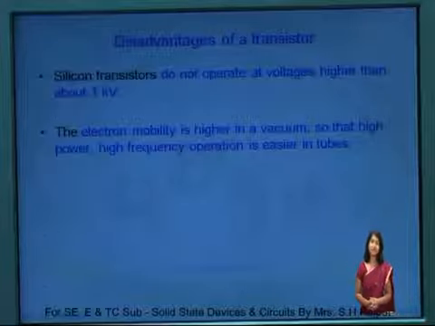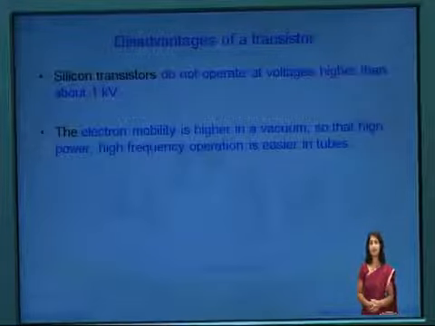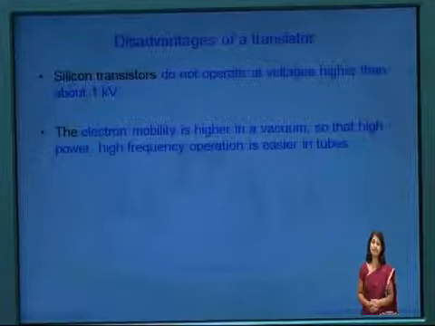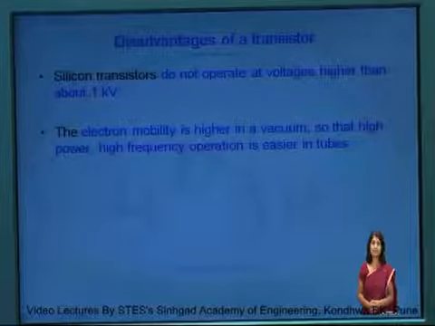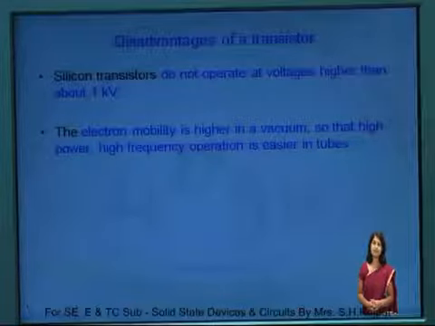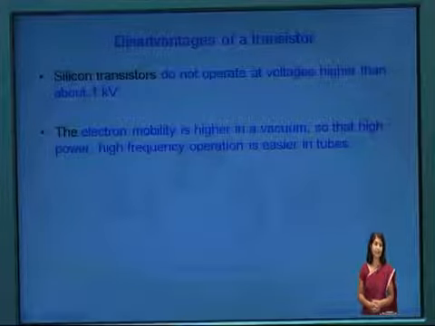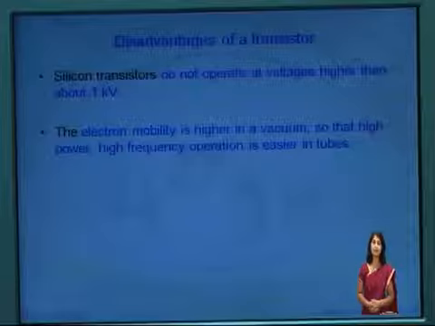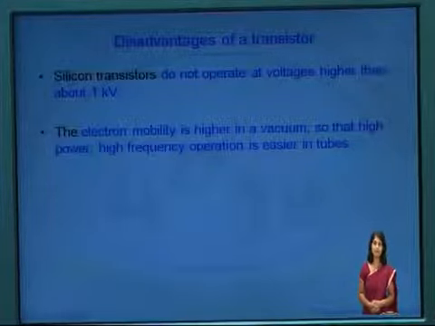As devices have advantages and disadvantages, the transistor also has its own disadvantages, but the list of disadvantages is very small as compared to the advantages. The disadvantage of the transistor is that it can't operate at voltages higher than 1 kilovolt, and the second one is that electron mobility is higher in the vacuum tube than in a normal BJT.